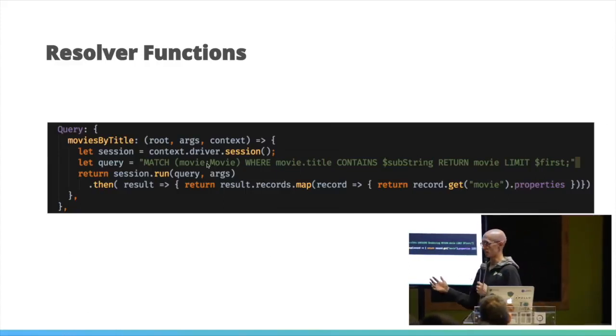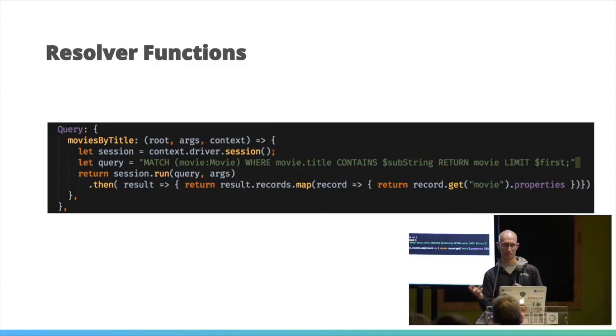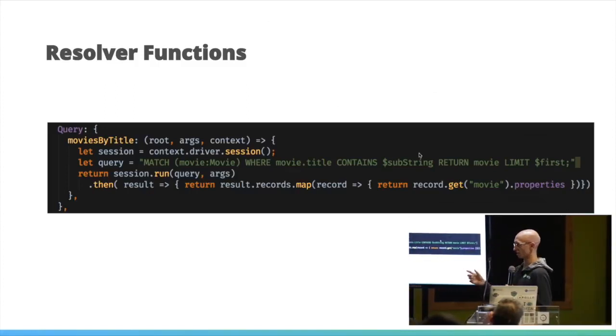So I suppose movie would be similar to a type in GraphQL. So saying go and find me any nodes that are of the type movie, where the title property contains a substring. So substring in this case is a parameter that we passed in from the GraphQL function. And then we're saying I want to return it and limit it based on what the first parameter said. And then we return it, and we're just doing a bit of mapping so that we map it back into the format that GraphQL is expecting.